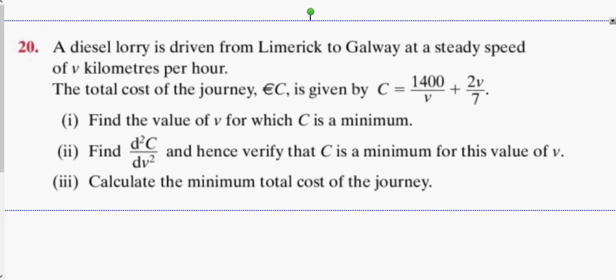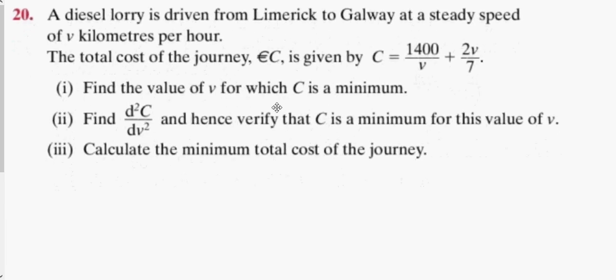Alright, this one. A diesel lorry is driven from Limerick to Galway at a steady speed of v kilometers per hour. The total cost of the journey C is given by the following function. Find the value of v for which C is a minimum. The word minimum, what does that mean? Slope is equal to 0.